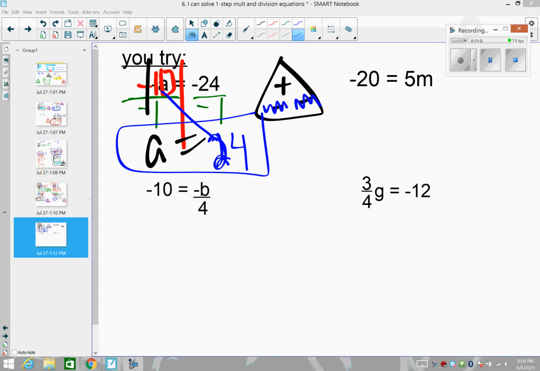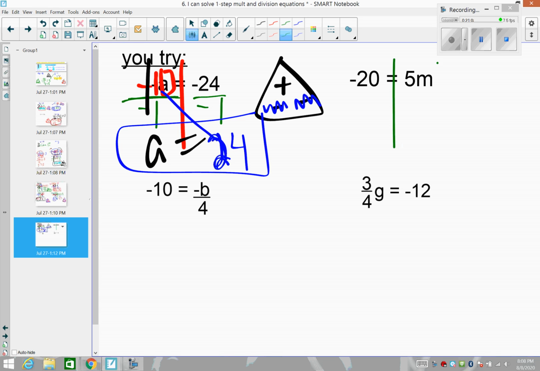Next problem. Hopefully you're 1 for 1 on this page. You got this. Come on. Division is the operation to undo because this is a multiplication problem. So we need to use division, is what I meant to say, to undo. Copy, paste, copy, paste.